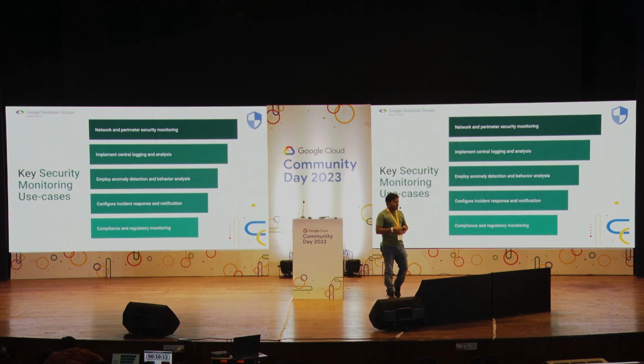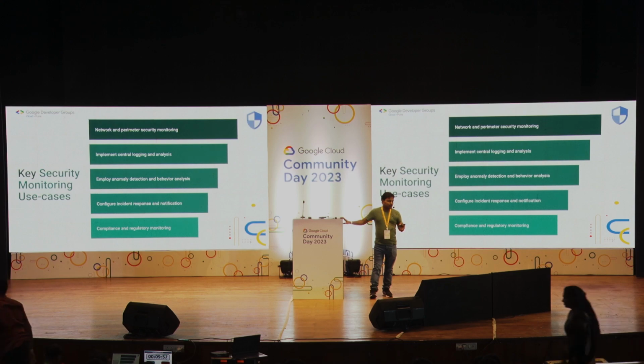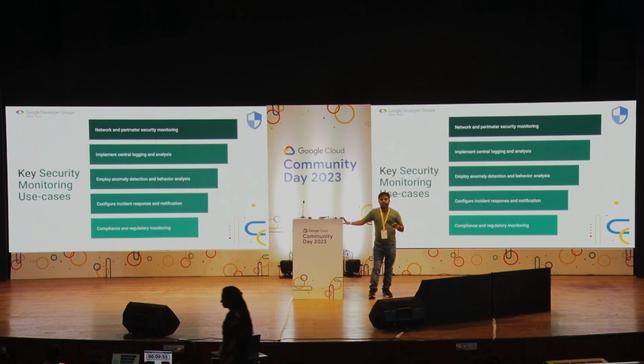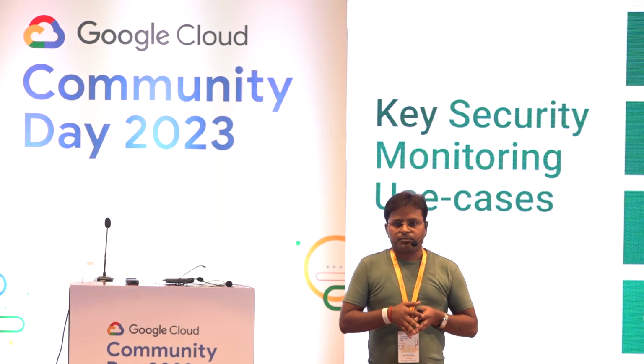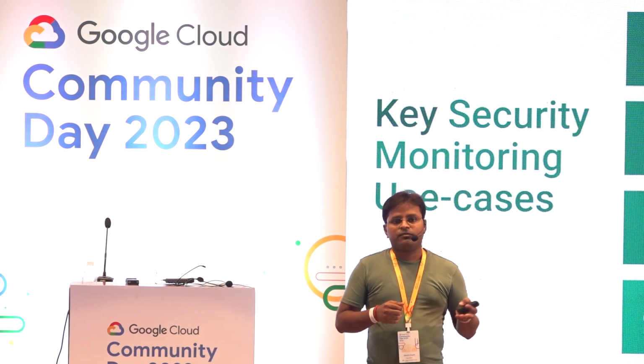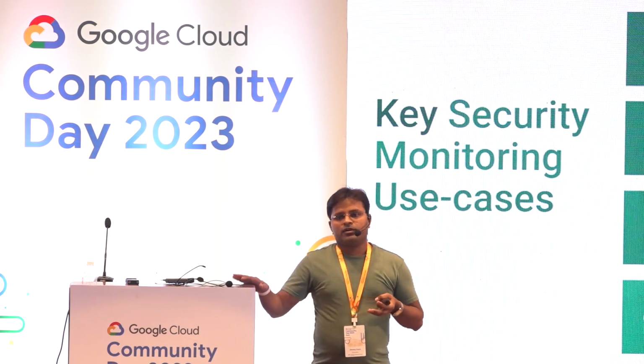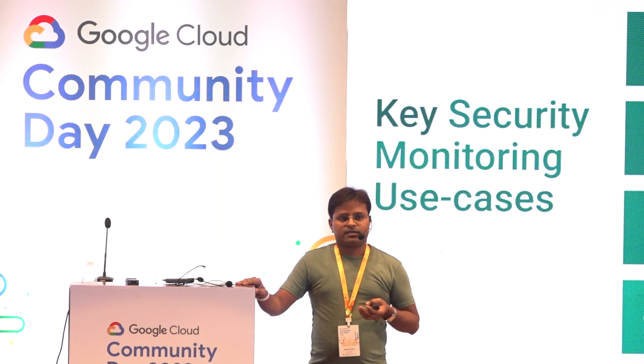Also, we can implement some AI-based models, like anomaly detection and behavior analysis. And we can configure incident response and send out notifications. When any security incident happens, we want to send out notifications immediately. It can be integrated with sending out a mail or an SMS, or we can integrate it with another application like Slack.